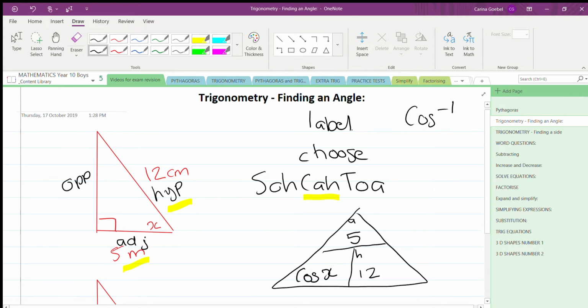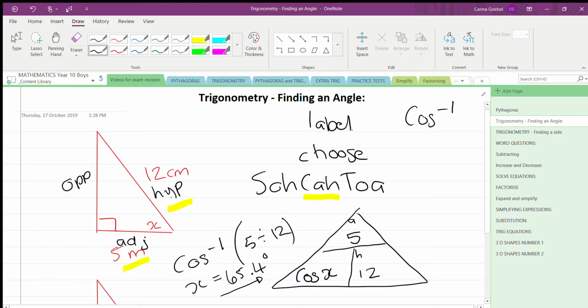minus 1. You need to tell your calculator that you're calculating an angle. So you're going to go cos minus 1 and then put in a bracket the 5 divided by 12. So that means your angle is going to equal 65 point, rounded to 1 dp, 4 degrees.